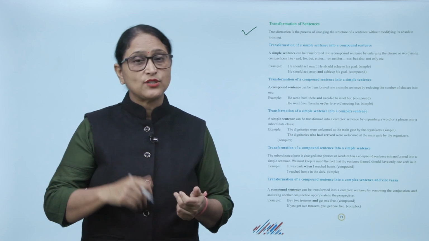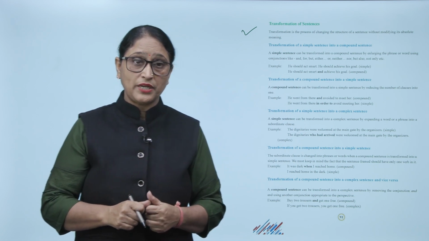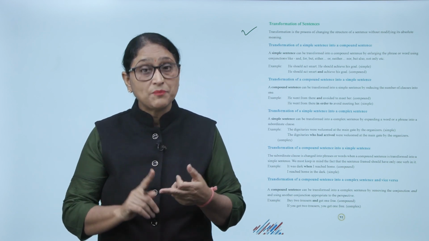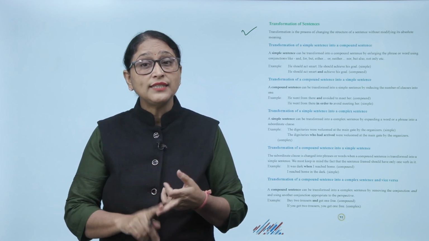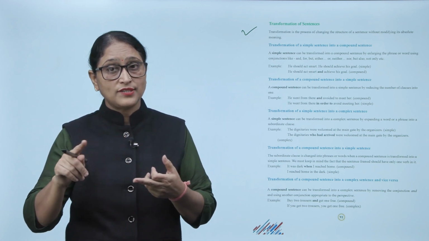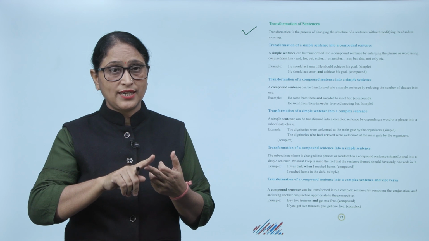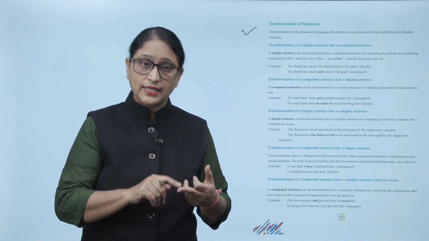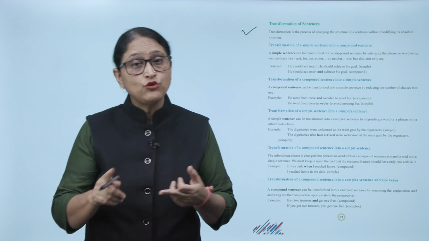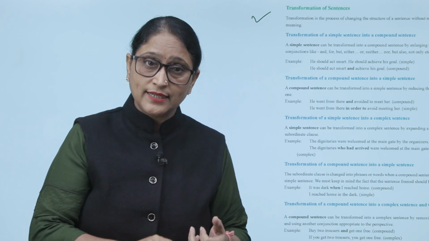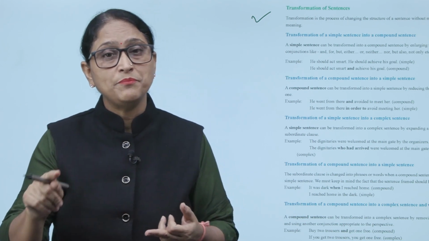Now, transformation of a compound sentence into a simple sentence. अब compound sentence को simple sentence में कैसे transform करेंगे? A compound sentence can be transformed into a simple sentence by reducing the number of clauses into one. जो उसके अलग अलग clauses हैं उनको एक में reduce करके हम उसको simple बना देंगे. Example: he went from there and avoided to meet her. This is compound. He went from there in order to avoid meeting her.